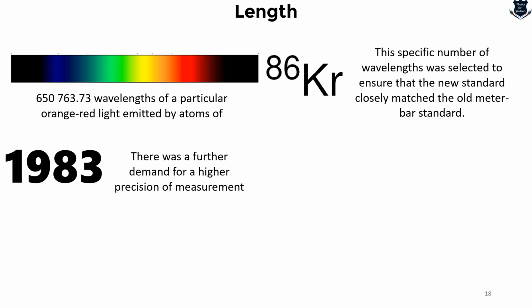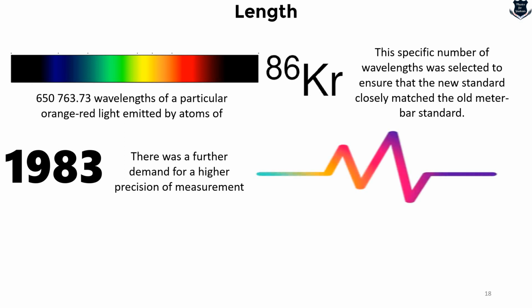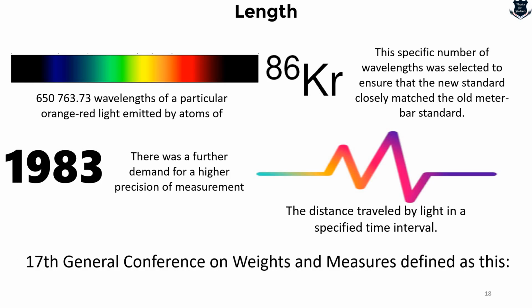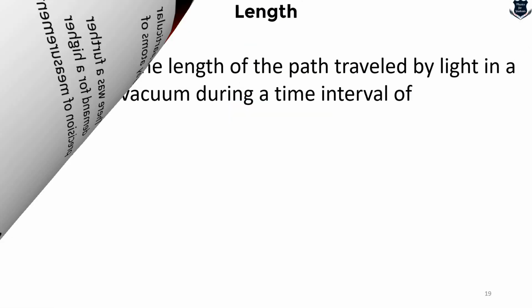Now in 1983, however, the demand for a higher precision had reached such a point that even the Krypton 86 standard could not meet it. And in that year, a bold step was taken. The meter was redefined as the distance traveled by light in a specific time. And in the words of the 17th General Conference on Weights and Measures, this is defined as to be this.